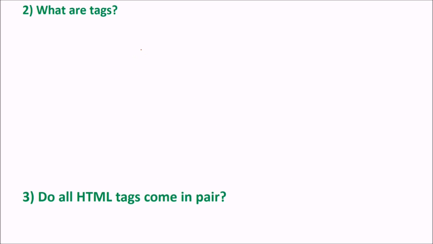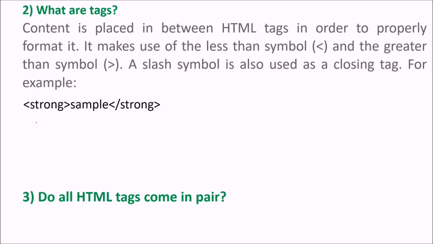What are tags? These are tags. Content is placed in between HTML tags. These are two tags. As I said, this is just a formatting language, so it may format content in a certain way. It makes use of the less than and greater than symbols. The less than, greater than is for the starting tag, and for the ending tag you have a slash, which is the closing tag. For instance, this is an example.